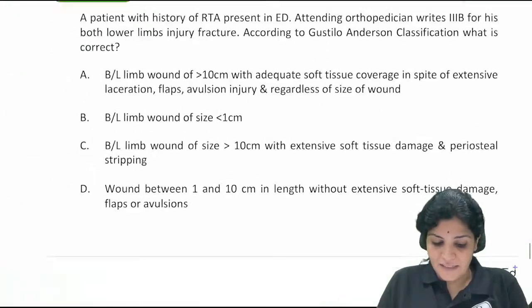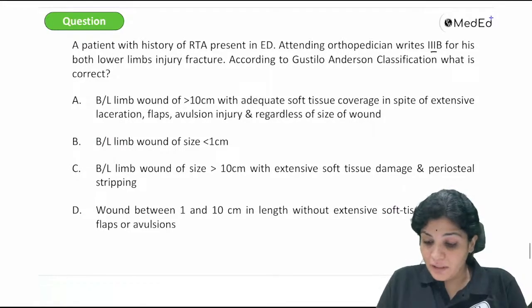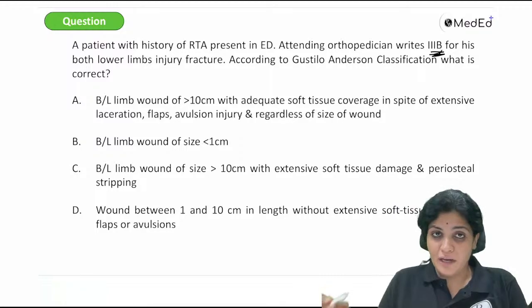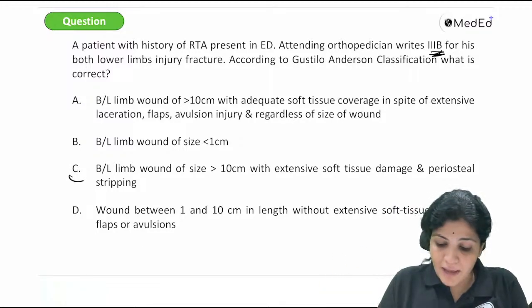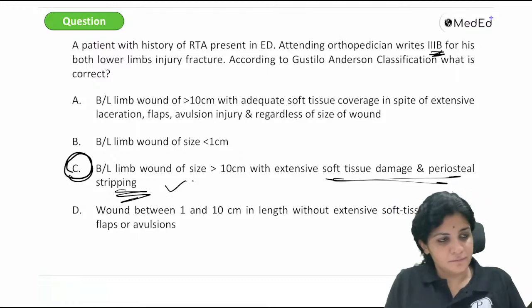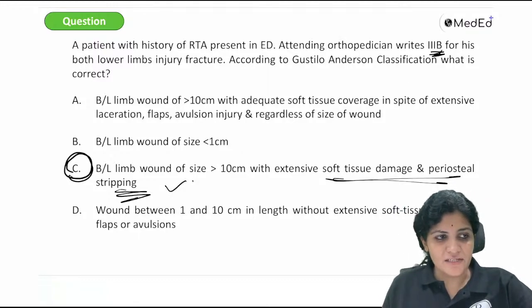So here what would be the answer? So there is a 3B, they have written 3B. That means they have been asking for some soft tissue coverage. So there will be an extensive soft tissue damage with the periosteal. Is this clear? Gustilo-Anderson classification, is it clear? Any more clarification you need?